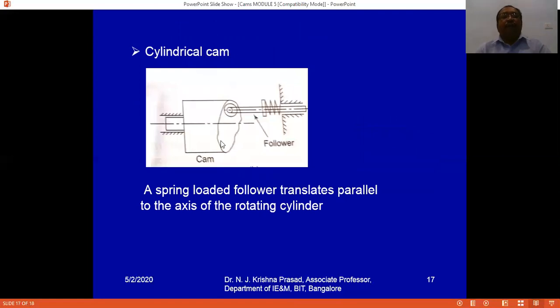The cylindrical cam has a spring-loaded follower. It translates parallel to the axis of the cam during the rotation.